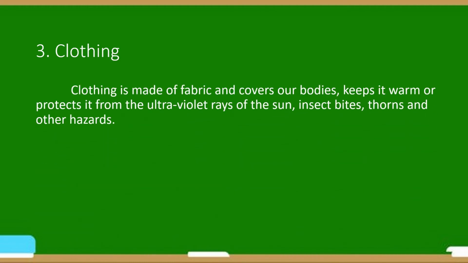The third basic need is clothing. Clothing is made up of fabric and covers our bodies, keeps it warm, and protects it from the ultraviolet rays of the sun, insect bites, thorns, and other hazards.